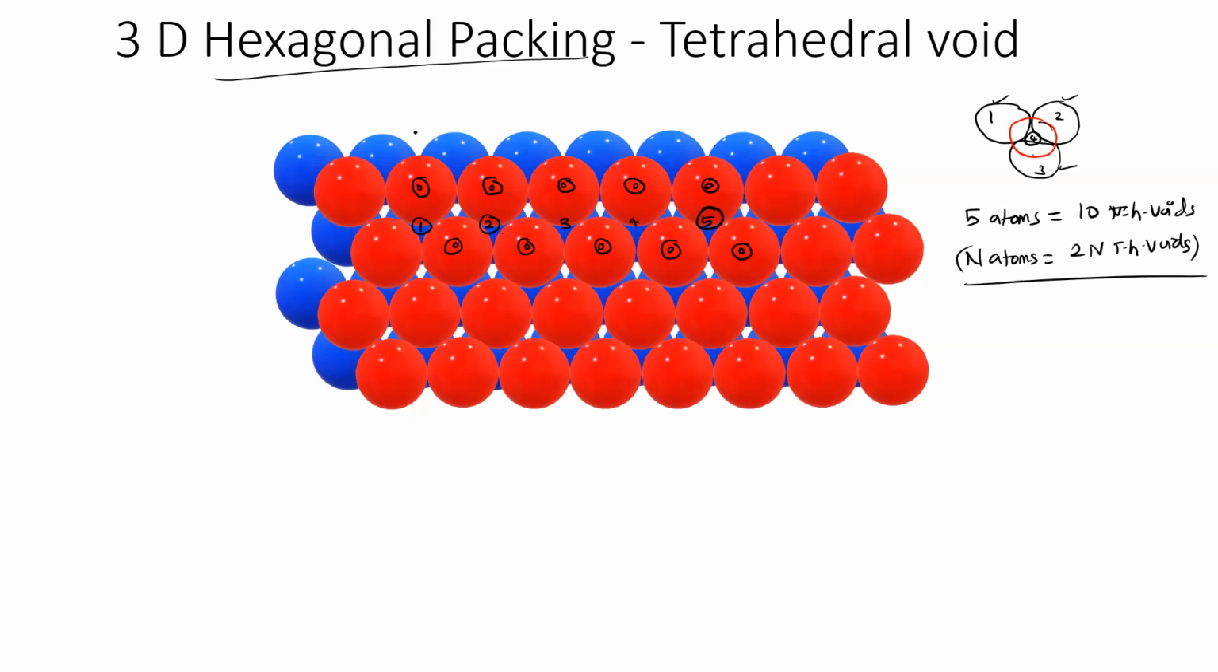I've taken 5 atoms. So I arranged them in a circle, 1, 2, 3, 4, 5. How many tetrahedral voids are there? 1, 2, 3, 4, 5, 6, 7, 8, 9, 10. 10 tetrahedral voids are there. Is it clear? Yes, sir. Is it difficult to understand? Are you able to understand, sir? Is it a bit difficult?